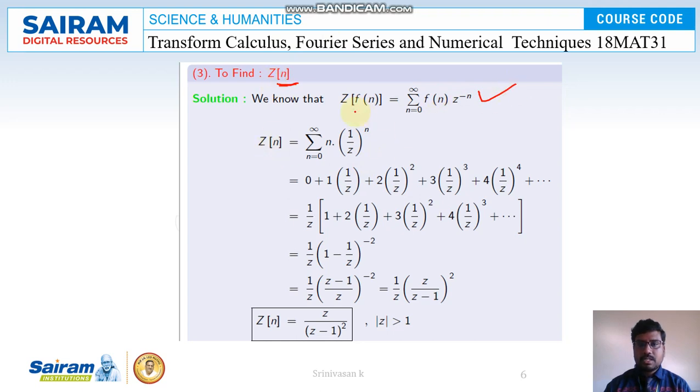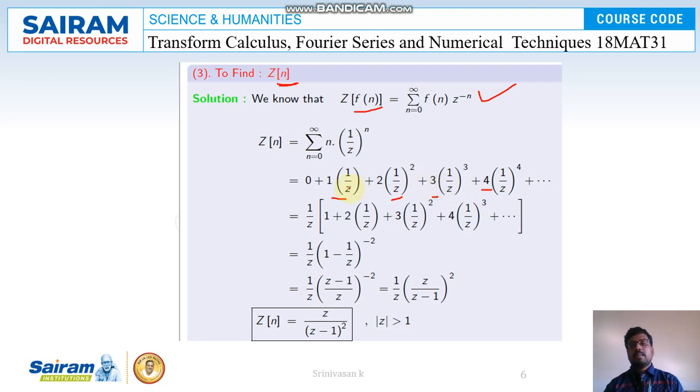Here the function is n, and substitute the function. So summation n equal to 0 to infinity of n into 1 divided by z power n. Now substitute n equal to 0, we get 0; n equal to 1, we get this one; n equal to 2, we get 2 into 1 divided by z square; and n equal to 3, n equal to 4.